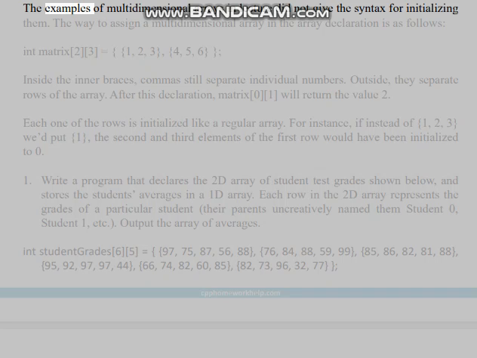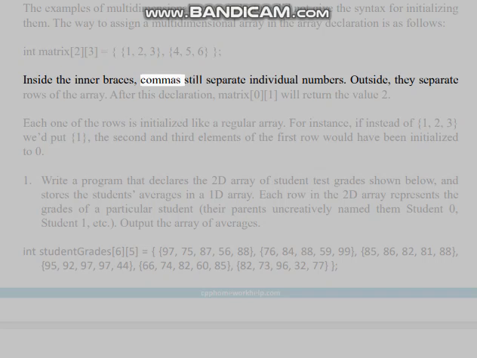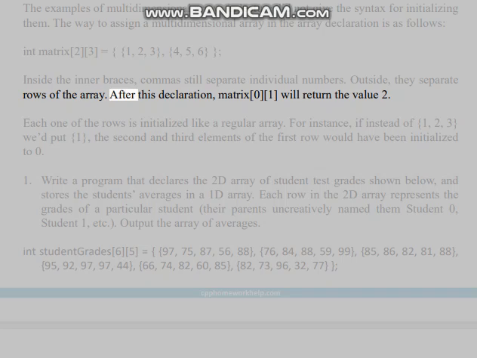Problems initializing multidimensional arrays. The examples of multidimensional arrays in lecture did not give the syntax for initializing them. The way to assign a multidimensional array in the array declaration is as follows: int matrix[2][3] = {{1, 2, 3}, {4, 5, 6}}; Inside the inner braces, commas still separate individual numbers. Outside, they separate rows of the array.